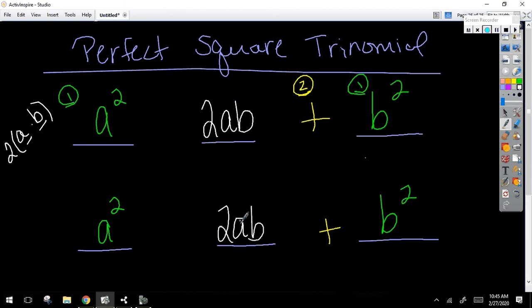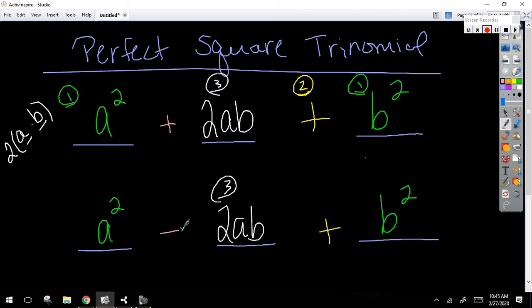Again, the hardest to see because you will have a lot that aren't doubled. They'll just be the product of the square roots of the ends, and you'll have to know, stop, that's not a PST, okay? The first sign can be either plus or minus.